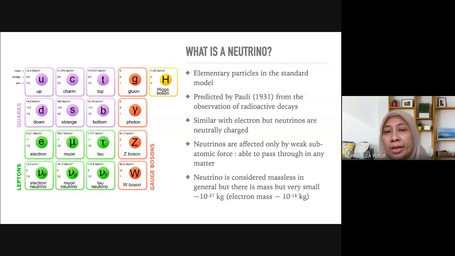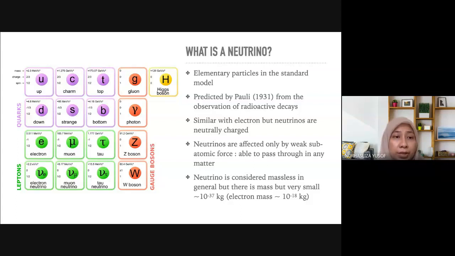Since the neutrino is neutrally charged, totally chargeless, it is not easy to detect using a common detector. And because it is neutrally charged, it is only affected by the weak subatomic force, meaning that it is able to pass through any matter. For example, if a neutrino is produced in the sun, it can pass through the internal structure of the sun and reach us without being stopped by any material. Okay, so this is one important reason for us to study neutrinos, and it carries significant energy during this process. And another important characteristic of the neutrino is that it is considered massless in general.